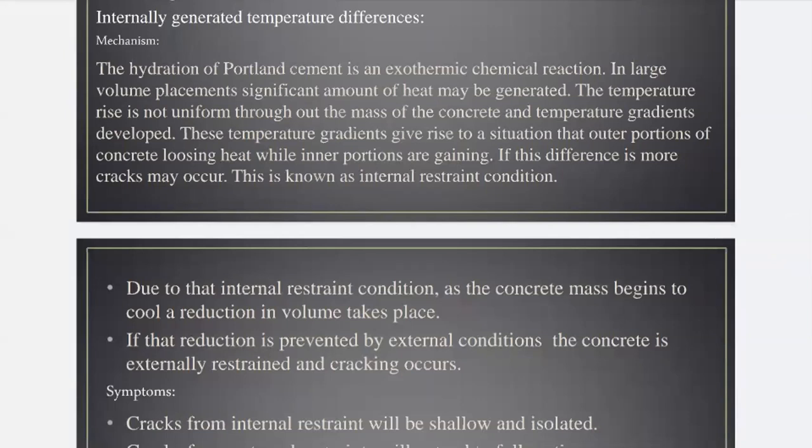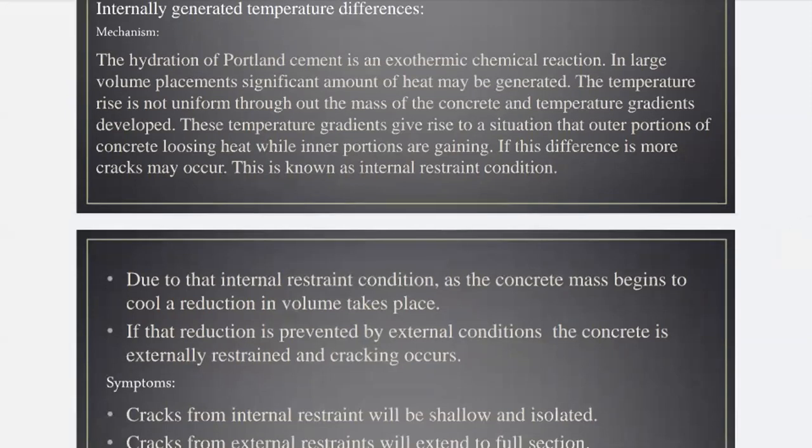This temperature gradient gives rise to the situation where the outer portion of the concrete is losing heat, while the inner portion of the concrete is gaining heat. So if the difference is more, cracks may occur. This is known as the internal restraint condition. Generally, the internal restraint condition is only due to the heat of hydration effect. So remember this. And if the outside hydration is more than the inside, it will directly give a big crack to your structure.